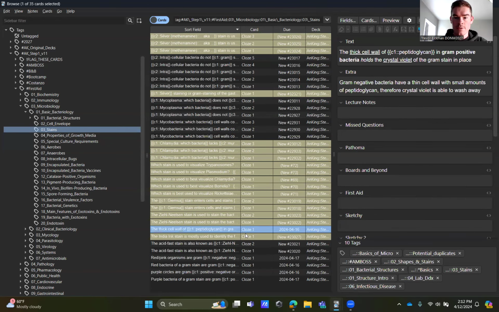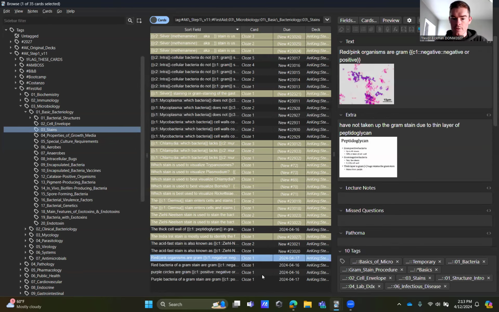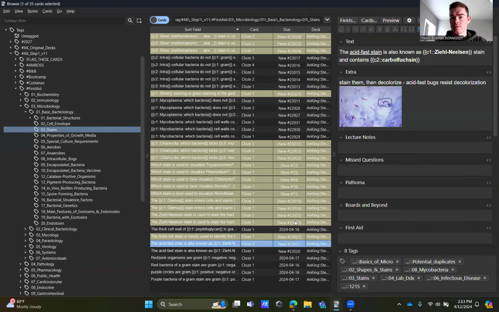If you didn't have this one already, I believe this is from a previous video that I posted earlier this week. If you don't have this card, come and grab it. Then you should have these four cards down here, if you didn't have them activated already. You're just going to come up and grab these two cards talking about the Ziehl-Neelsen stain, which is the acid-fast stain. And that is it for this category.